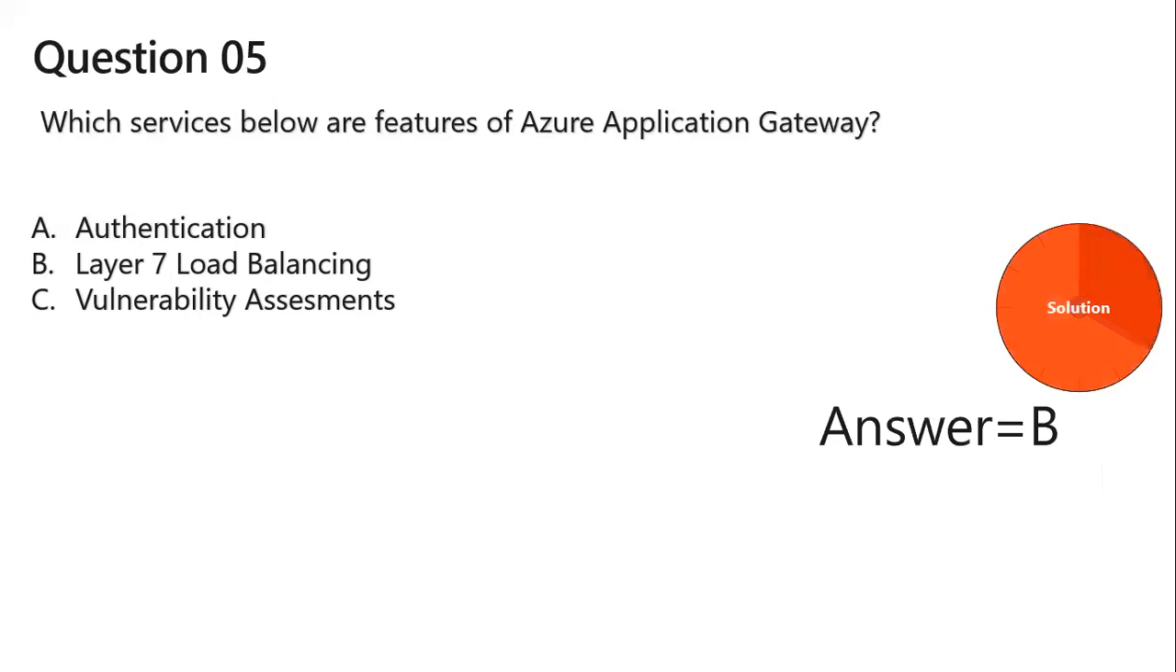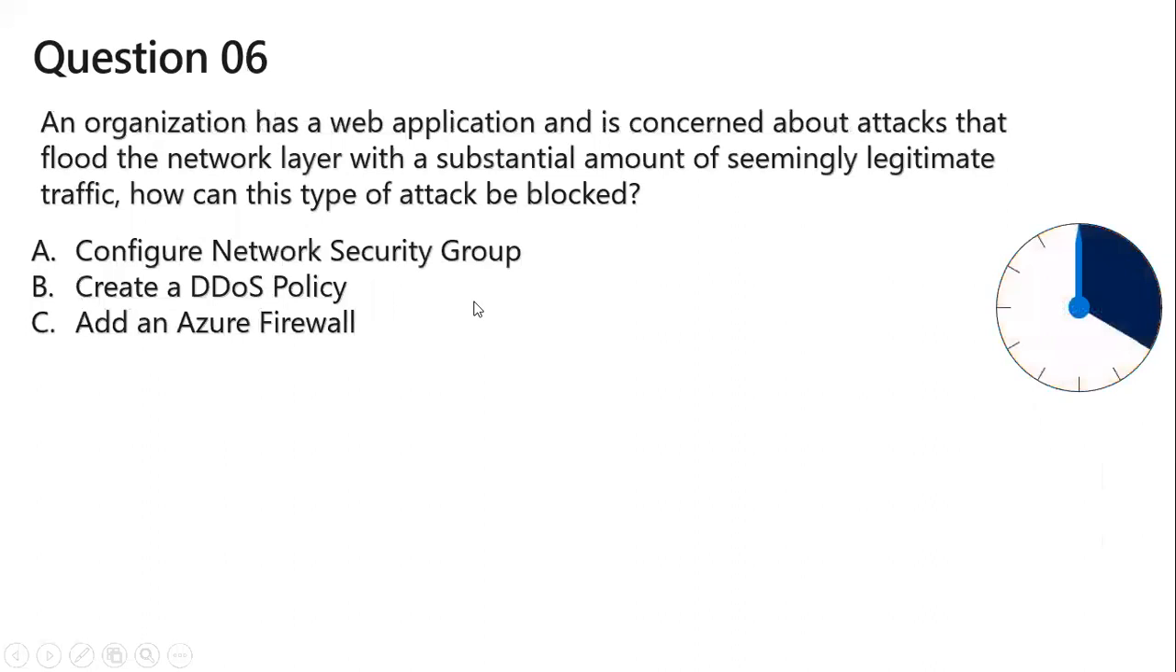So yes, for this question, the correct answer is going to be layer 7 load balancing, because Azure Application Gateway is providing us the layer 7 load balancing where we can create the URL based routing. That is all we have to discuss.